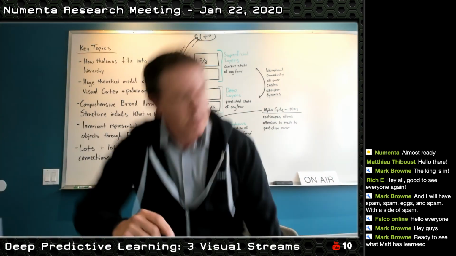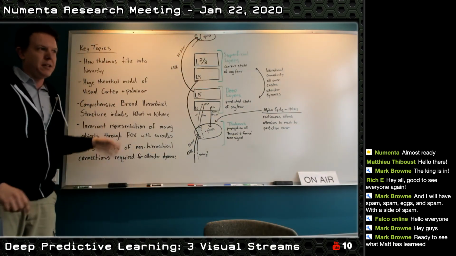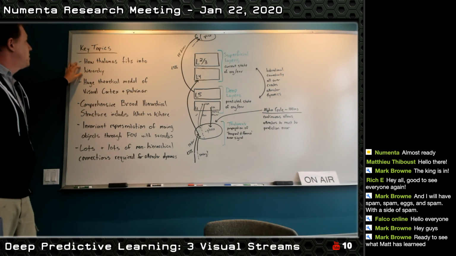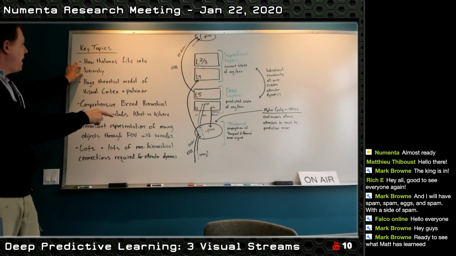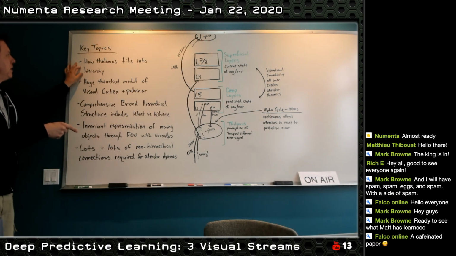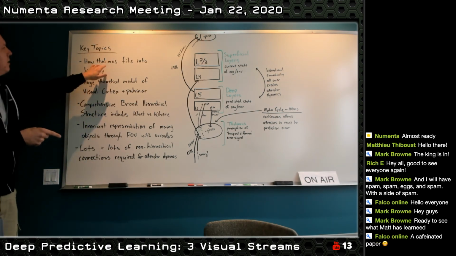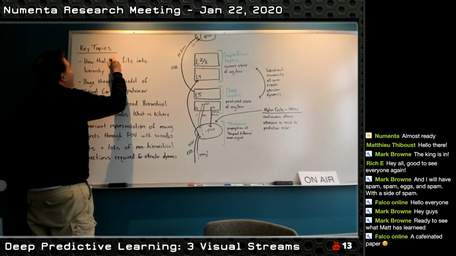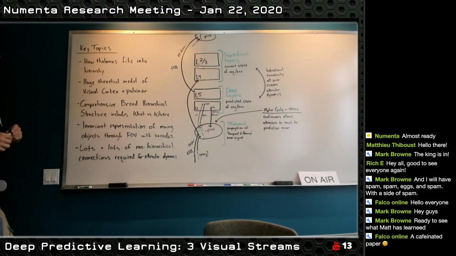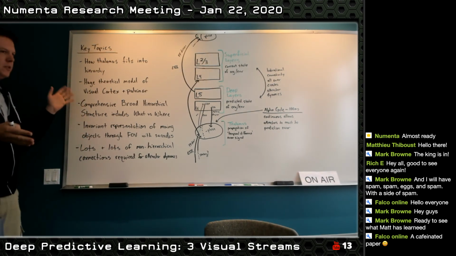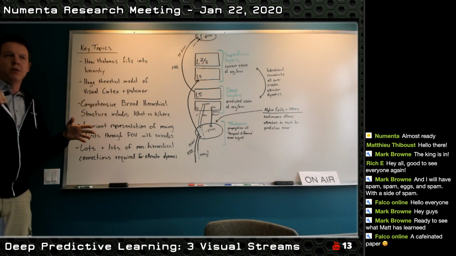Let me point out some of the key things that I think we should take away from this paper. I think it's an interesting theory of how the thalamus fits into the cortical hierarchy. By the way, it's a U, not an A. Thalamus. This is a big theoretical model of the whole visual cortex and pulvinar, which we'll get to in a moment.